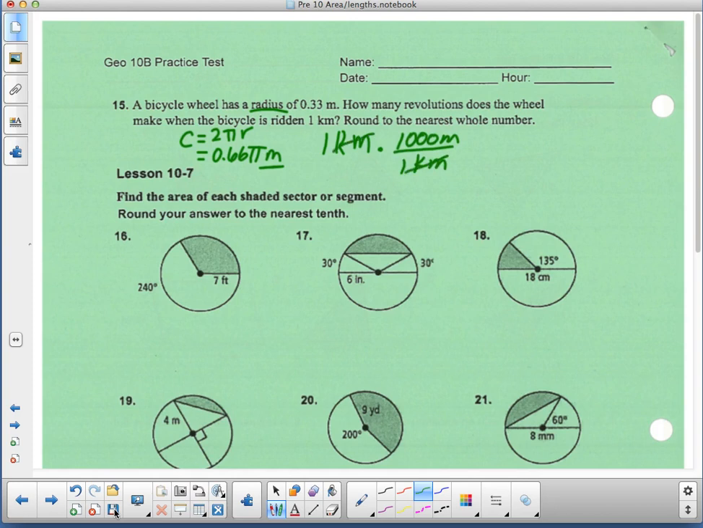So that's now meters. But now I've got to go from meters to revolutions, and I know 1 revolution is 0.66 pi meters. So now I'm going to have my answer in revolutions, and I multiply those things with my calculator. I get 482.28, and so I'm supposed to round, so there are 482 revolutions in 1 kilometer.